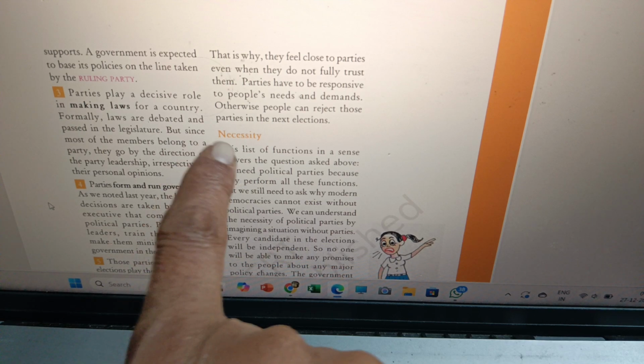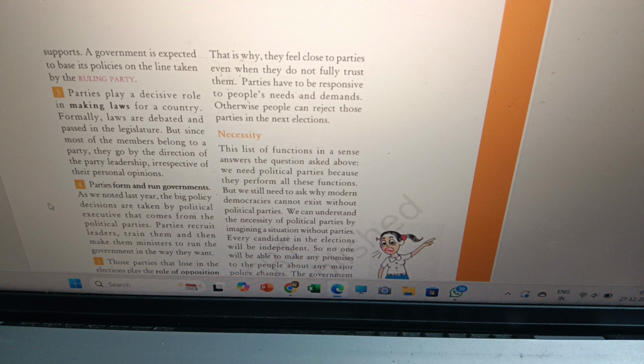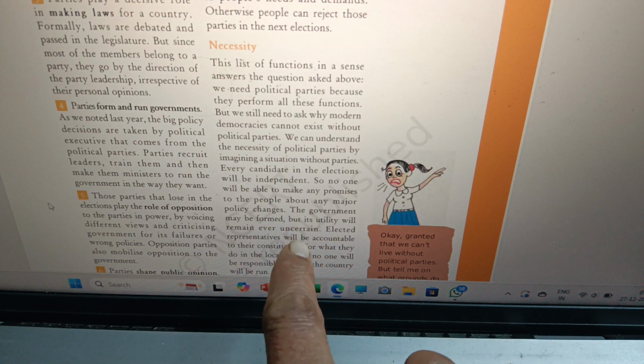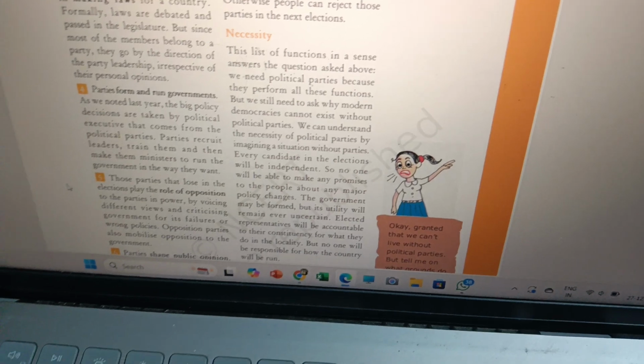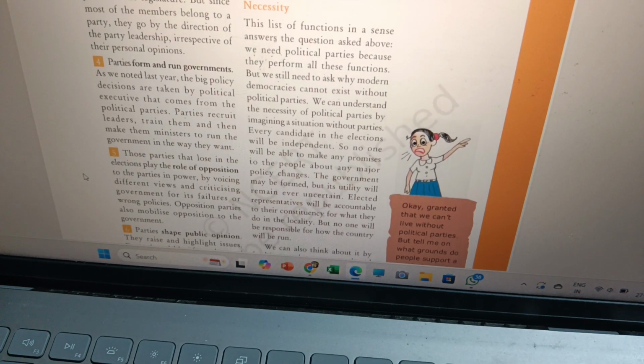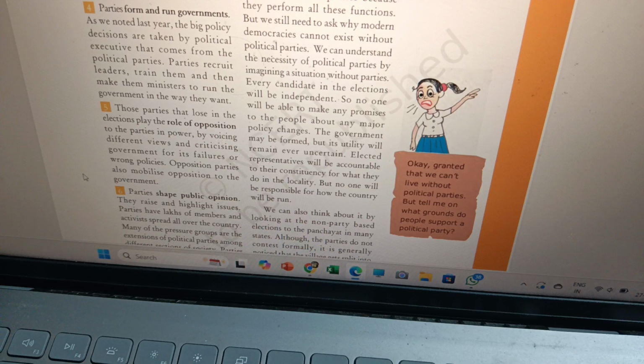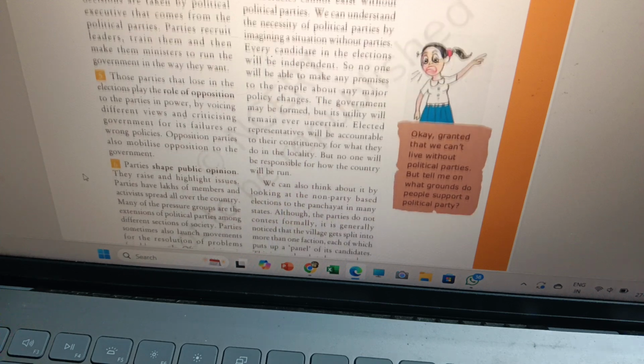election. Then comes necessity. What does this necessity mean? Why do we need political parties? From here we can put points and study why we need political parties. This I have taken in the quick revision lesson. First point: we can understand the necessity of political parties by imagining a situation without political parties.